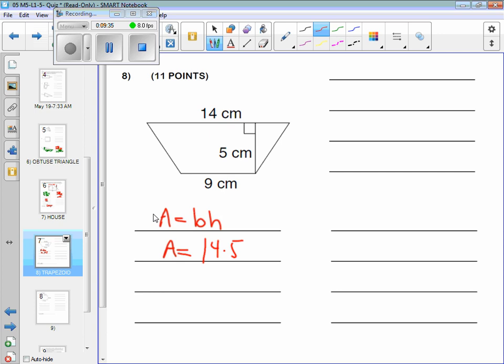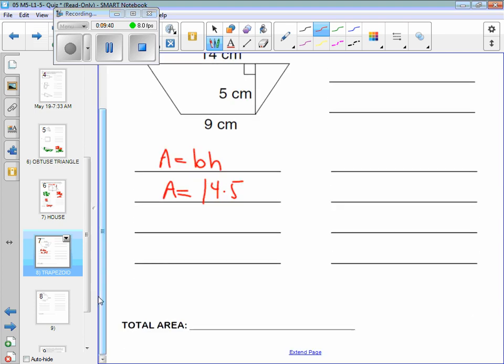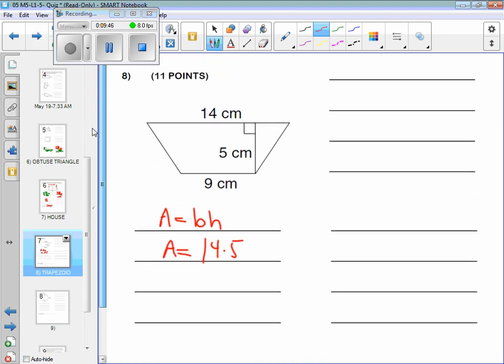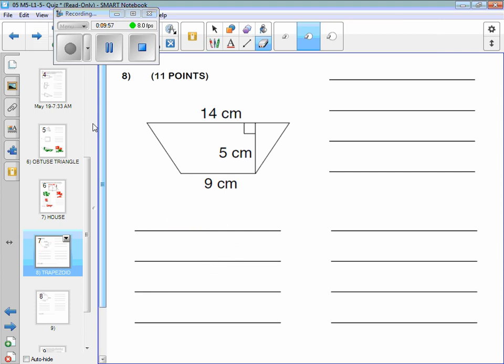I think I gave you credit for one formula and one for the units, even if your answer was wrong but had cm squared, I gave you a point for that. The problem is that the whole thing is worth 11 points. So you would lose 9 points if you didn't know how to break it up. Well, there's 2 ways to break it up.